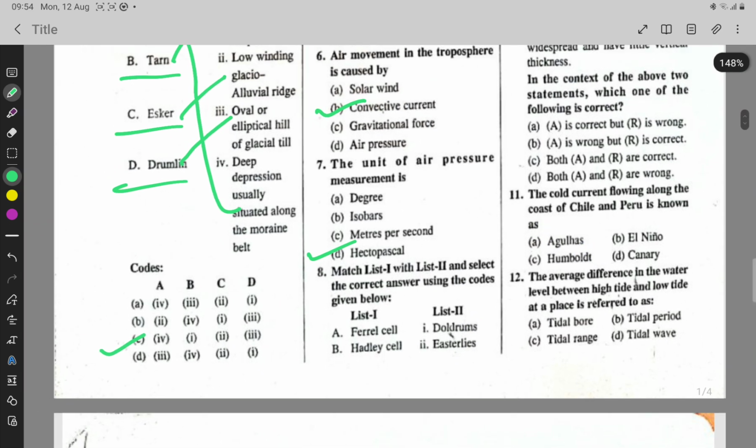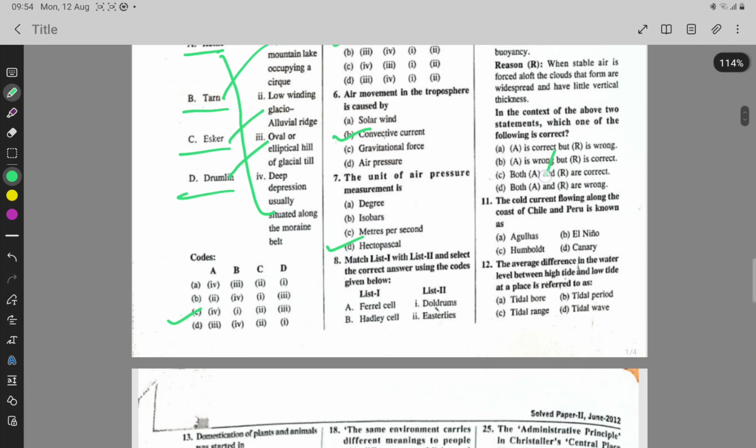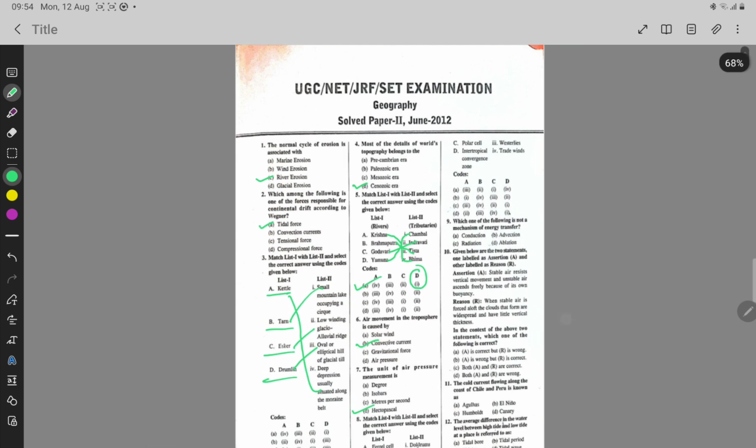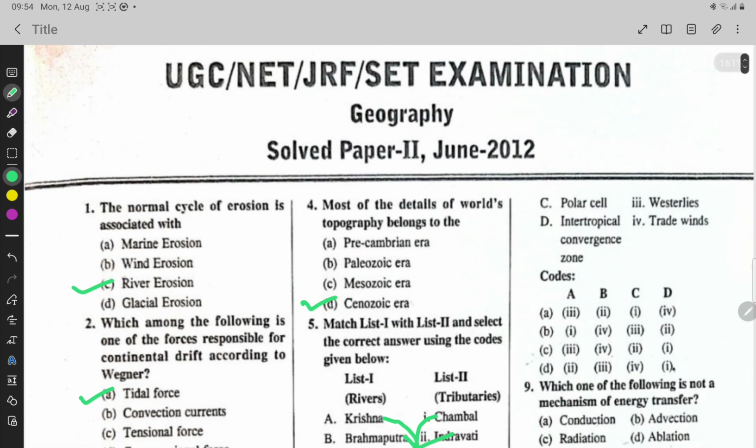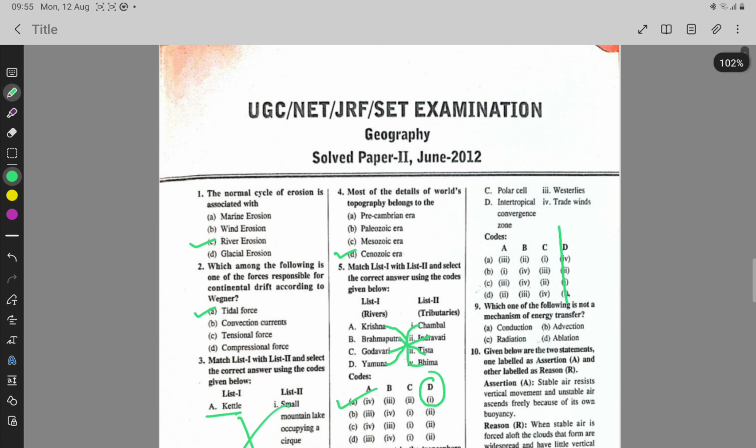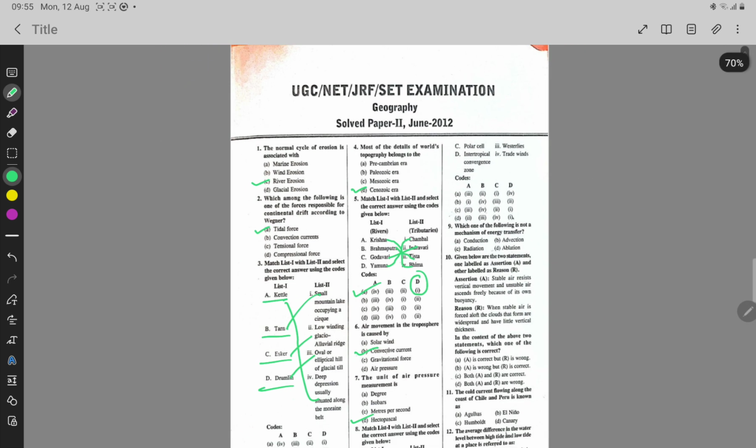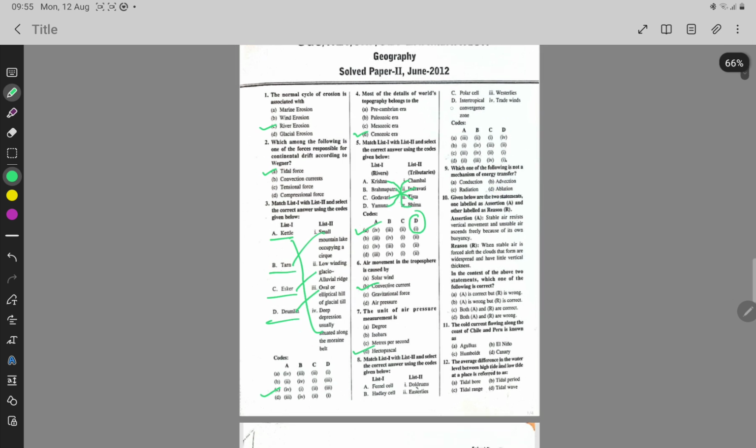Next, match the following. Okay. Ferrel cell, Hadley cell, polar cell, and ITCZ. So ITCZ is doldrums. ITCZ doldrums D1. Okay. Then Ferrel and Hadley. Polar cell easterly C2. D1 C2. So C is the right answer. 8th.